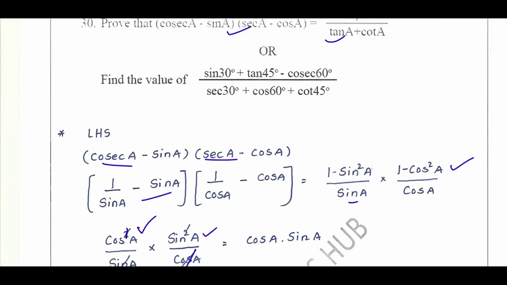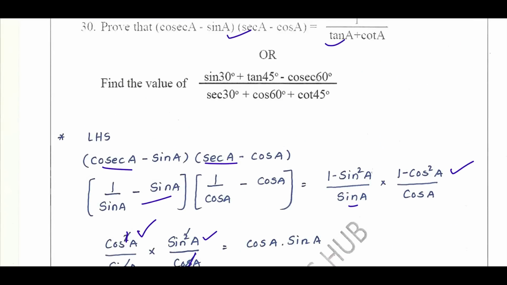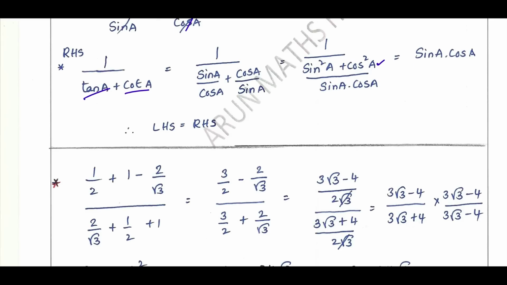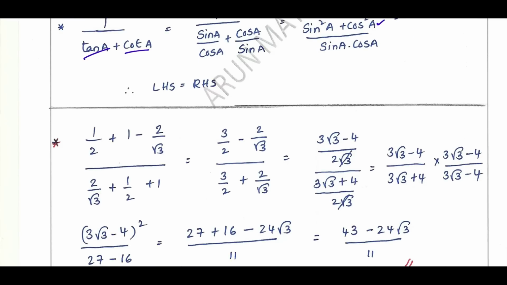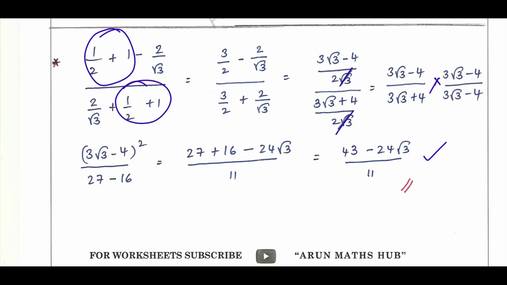Next, just substitute the value of sin 30 degree is 1 by 2, tan 45 is 1, and cos 60 is 1 by 2, cosecant 60 is 2 by root 3. Substitute the values and simplify. Now here add 1 by 2 plus 1 is 3 by 2. In the same way 1 by 2 plus 1 is 3 by 2. Now taking LCM, the denominators will cancel out and rationalize. You get the value 43 minus 24 root 3 by 11.